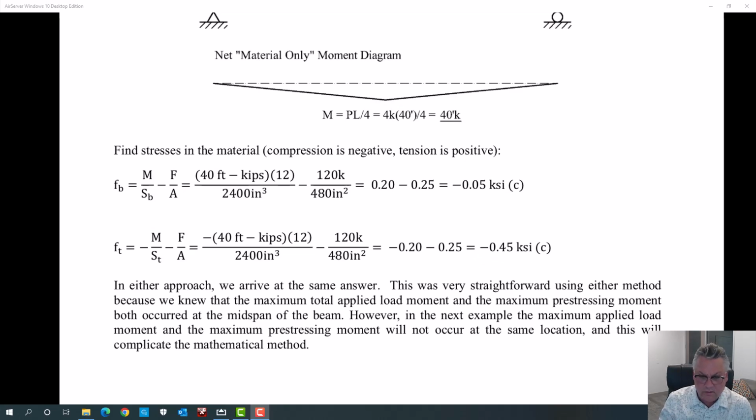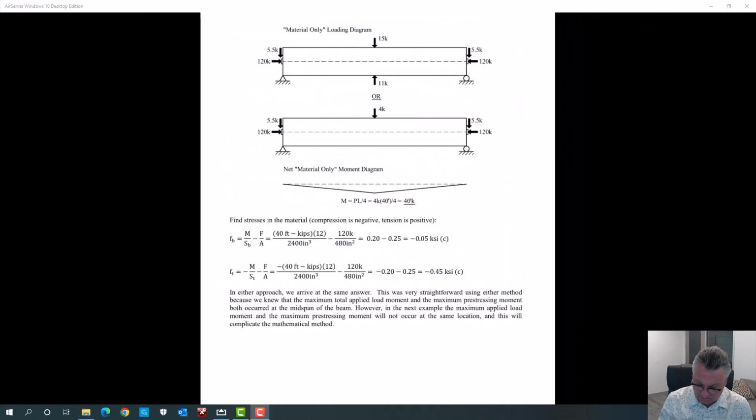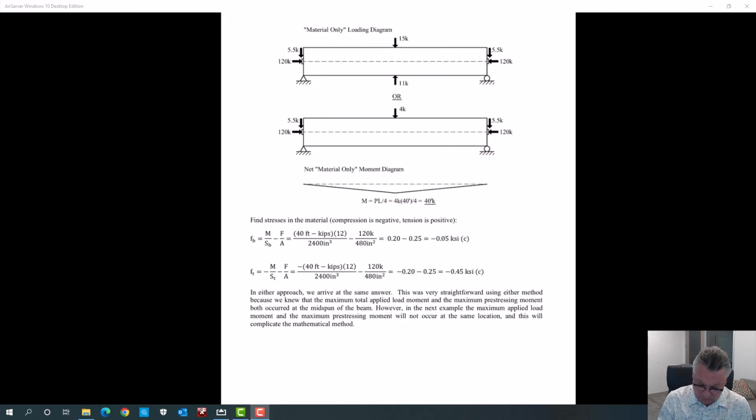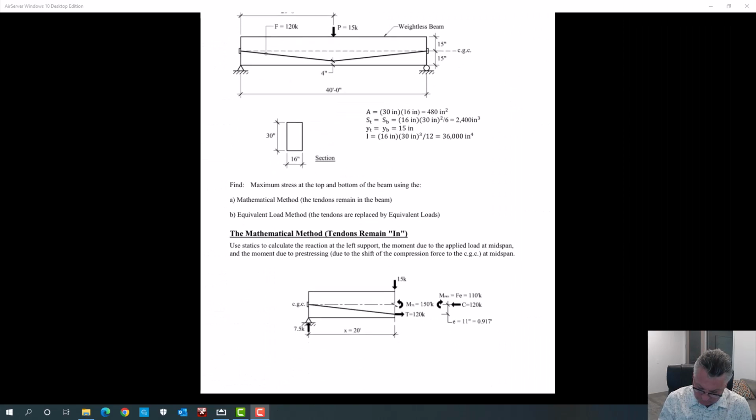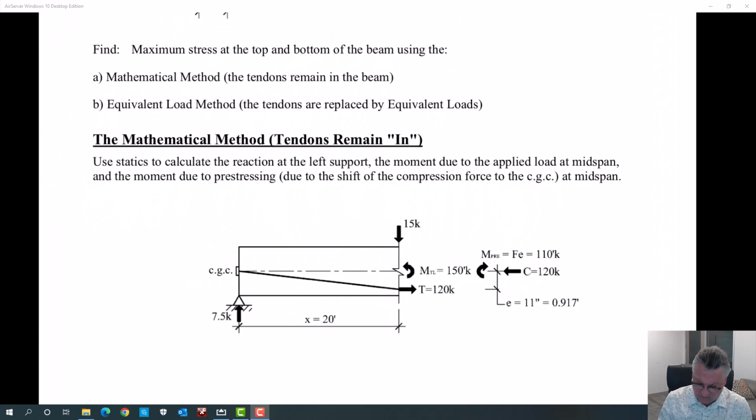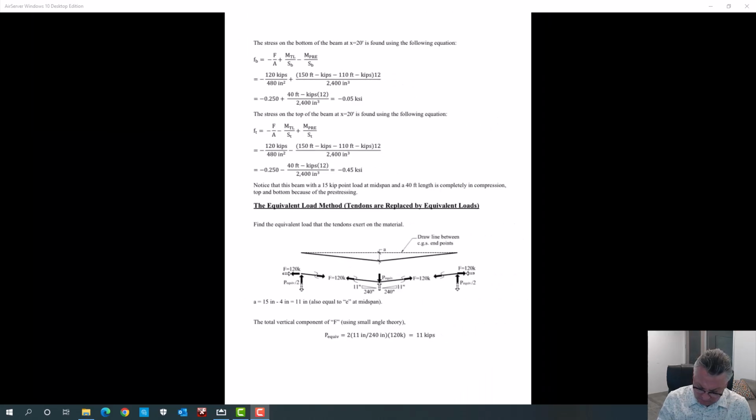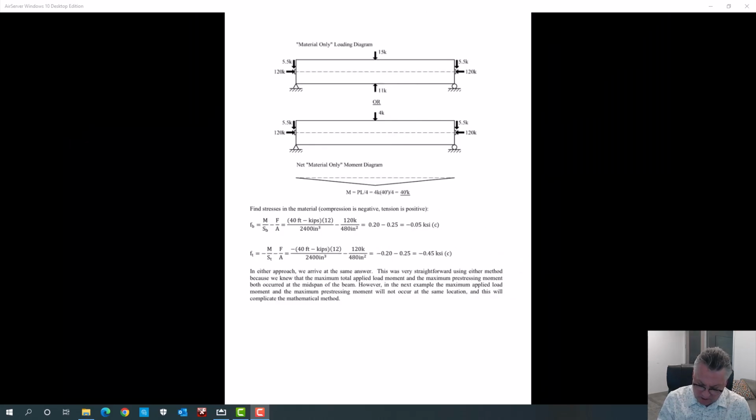So two different methods of approaching this. One, we had to care about where the tendon was. It mattered what the eccentricity was, where this tension force was occurring. I had to offset it by an eccentricity and come up with a primary prestress moment. In the second method, the equivalent load method, I didn't know or care where the tendon was. That became an irrelevant thing. We took the tendon out and replaced it with a load on the concrete, and we got the same answers.